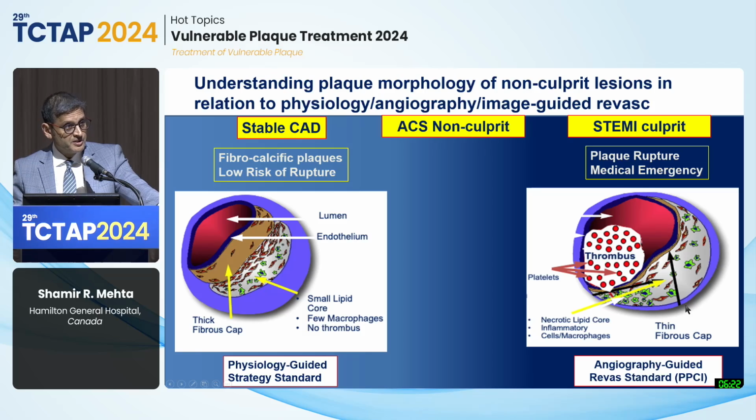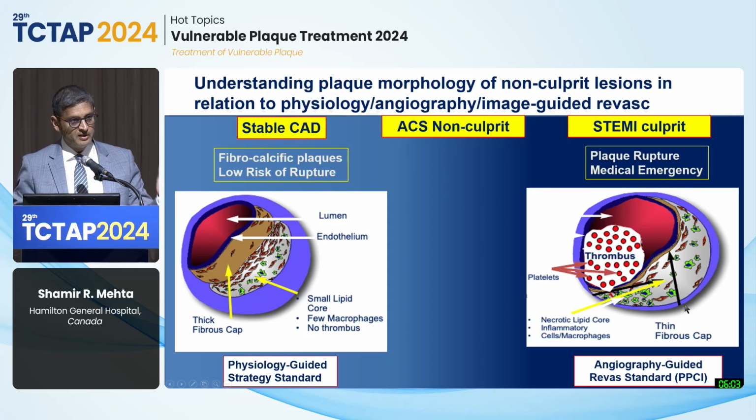In this particular situation, we don't do physiology. We treat that lesion as a medical emergency. We use an angiography-guided strategy, and we put a stent in. Physiology is not helpful in that situation. I just want to show you the contrasts in coronary disease. When we talk only about a physiology-guided strategy, we need to put it into context.